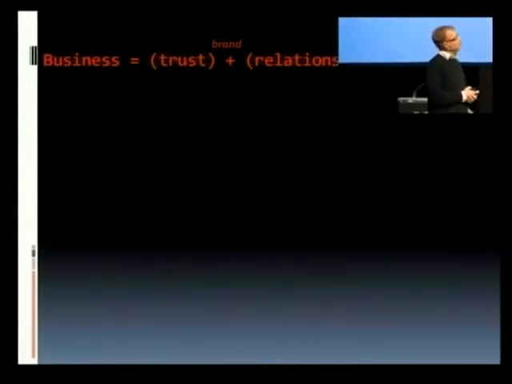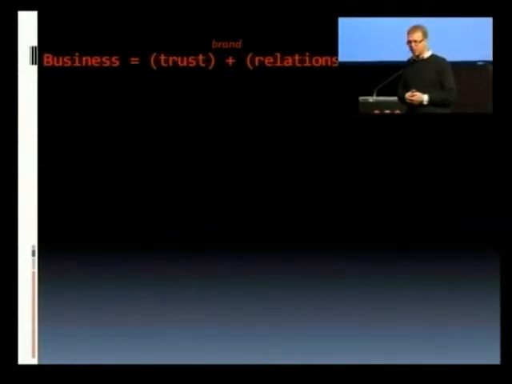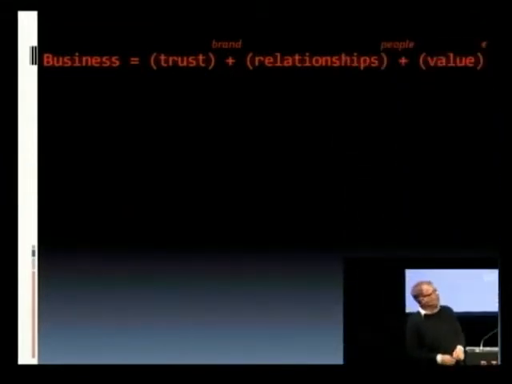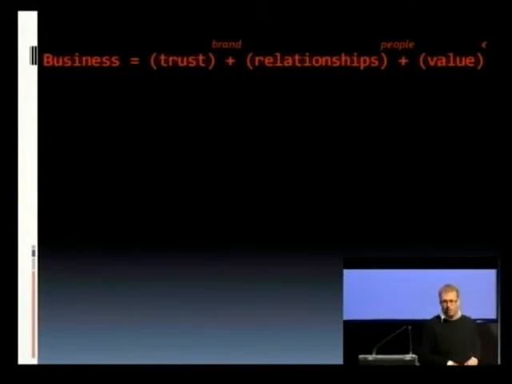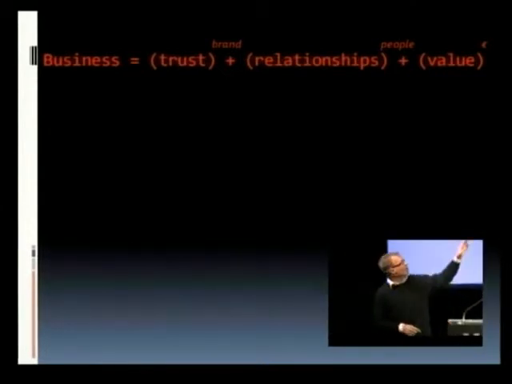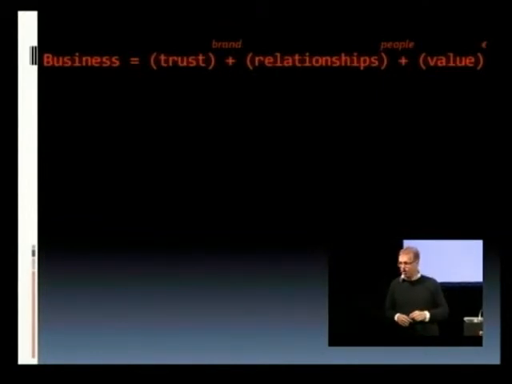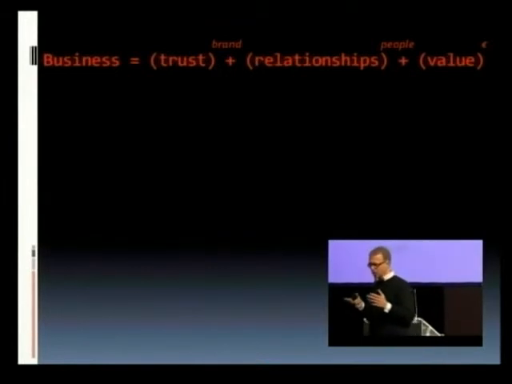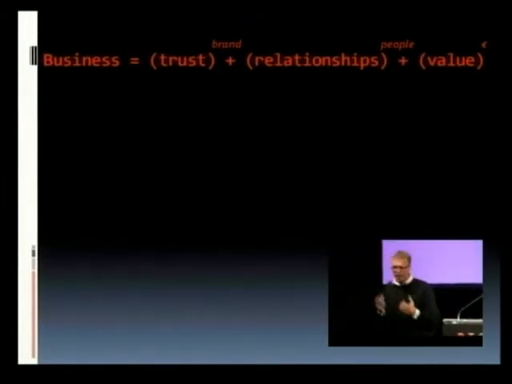Okay, so in general, what is business, right? How does business work? Business is a little bit of trust, and trust to the power of brand, and relationship to the power of people, and value with the euros, right? And so brand is an important thing. What is a brand? What does a brand mean? A brand is something that you build, right? You put a lot of effort into it.